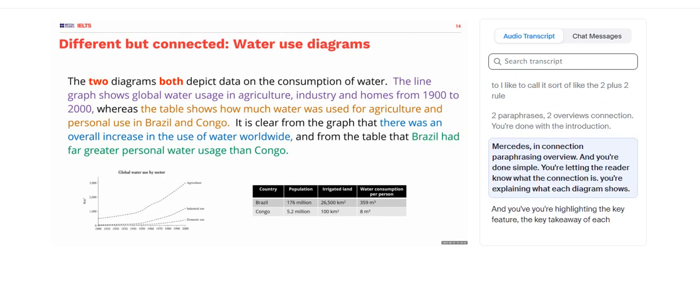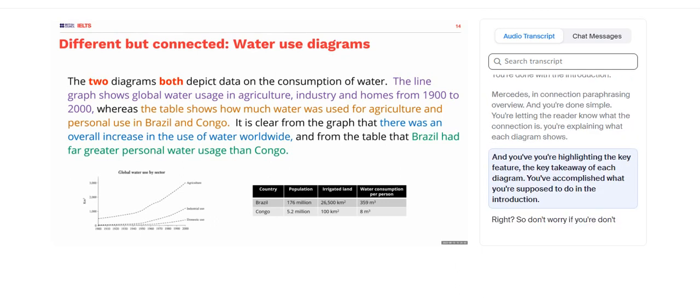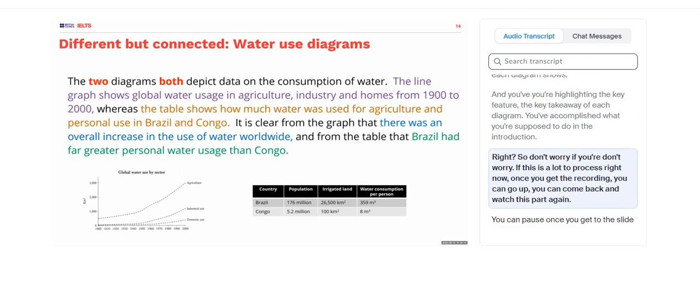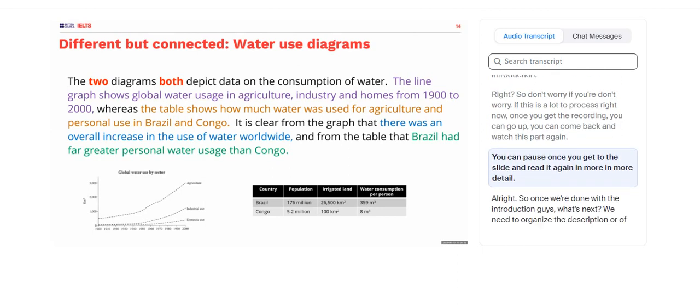It's connection, paraphrasing, overview, and you're done. Simple. You're letting the reader know what the connection is, you're explaining what each diagram shows, and you're highlighting the key feature, the key takeaway of each diagram. You've accomplished what you're supposed to do in the introduction. So don't worry if this is a lot to process right now. Once you get the recording, you can come back and watch this part again. You can pause once you get to this slide and read it again in more detail.